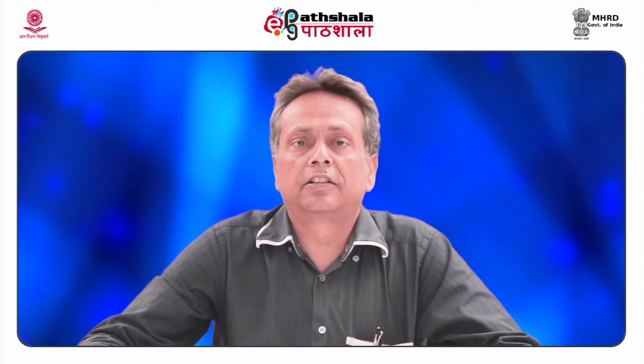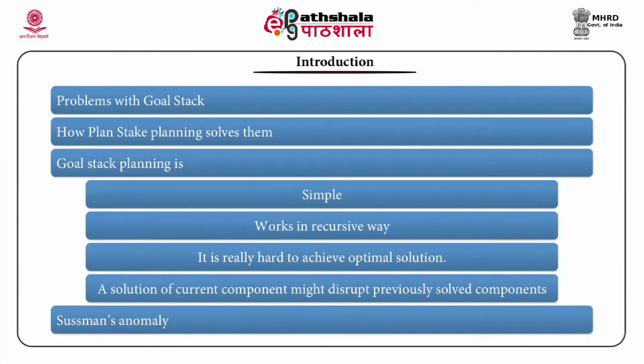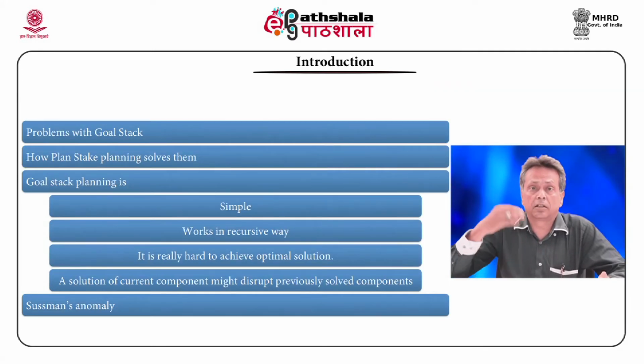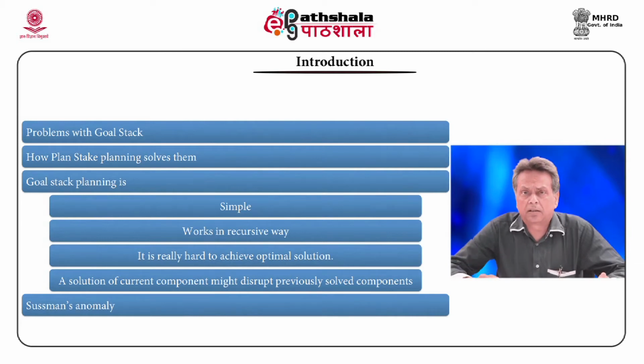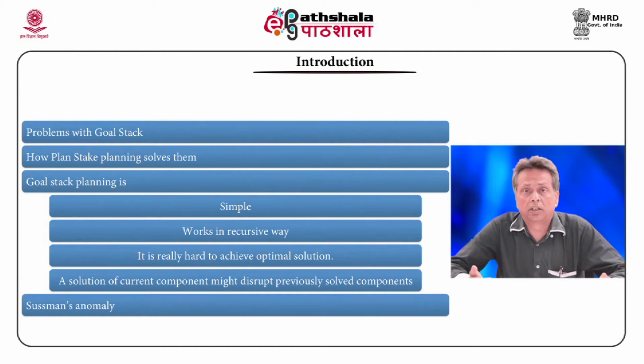Welcome back, friends. It is the 18th module of AI that we are going to look at today. It's about problems with goal stack planning. In the previous module we looked at goal stack planning. It's about picking up every component one after the other and solving each one independently. The issue here is that the components that we assume independent are not so in many cases.